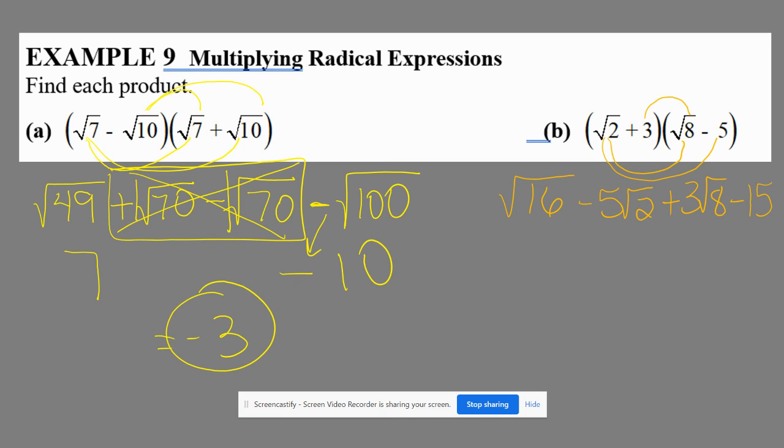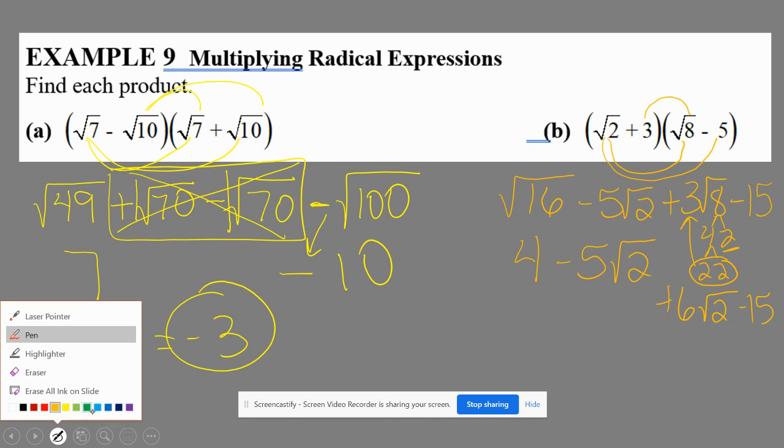Now we need to start simplifying our radicals if we can. Well, I know the square root of 16 is 4. Square root of 2. I can't break 2 down into anything, so that's going to stay the way that it is. 8 is 4 times 2. 4 is 2 times 2, so it looks like I can pull out a pair of 2's with a 2 stuck at home. 2 times 3 is 6 with the square root of 2, and then we bring down that minus 15.